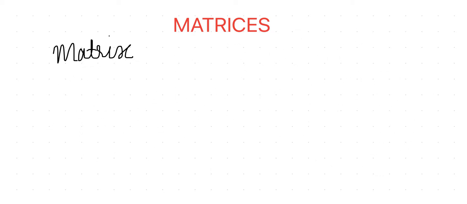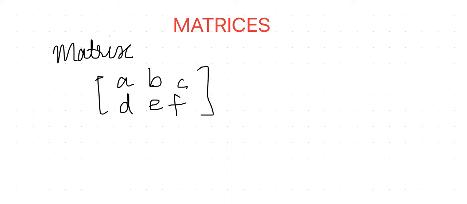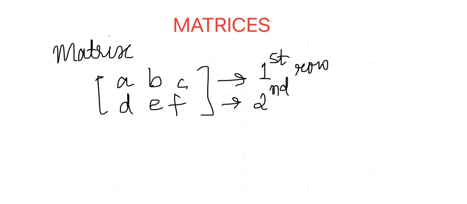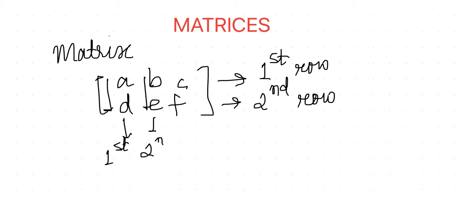When I talk about rows and columns, suppose I am writing like this. This is A, B, C, and this is D, E, F. So you all know already that this can be considered as the first row, and this is considered as the second row. So basically the horizontal lines are called rows and the vertical ones are called columns. So this will be called our first column, this is my second column and this is my third column.